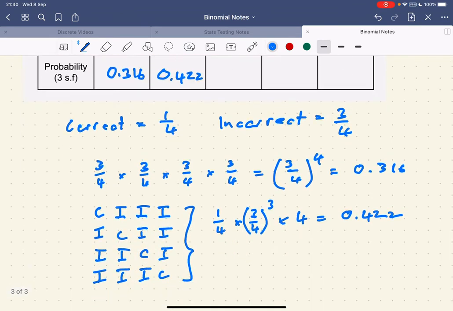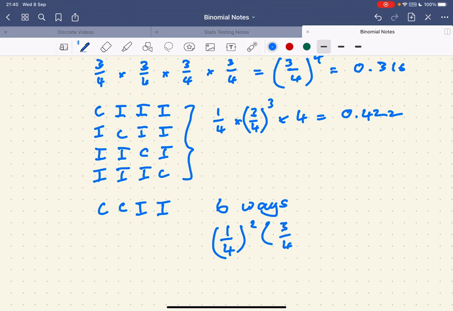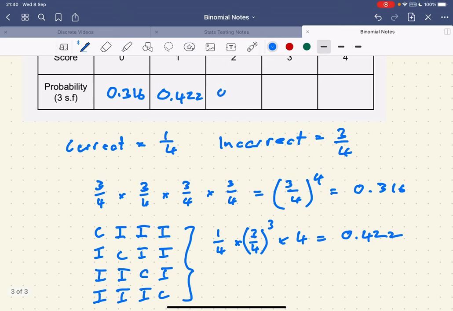And then we move on to getting 2 correct. Now this also happens to be some big combination, and actually we can go correct, correct, incorrect, incorrect. Now I'm not going to do all the different combinations, but there are 6 possibilities. So for this one we have correct is a quarter times a quarter, and then we have incorrect 3/4 times 3/4. Both of these to the power of 2, and there are 6 different ways of making that arrangement. And this is the binomial. So this one comes out as 0.211.